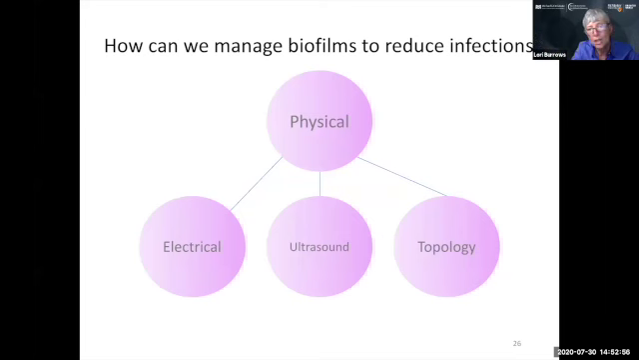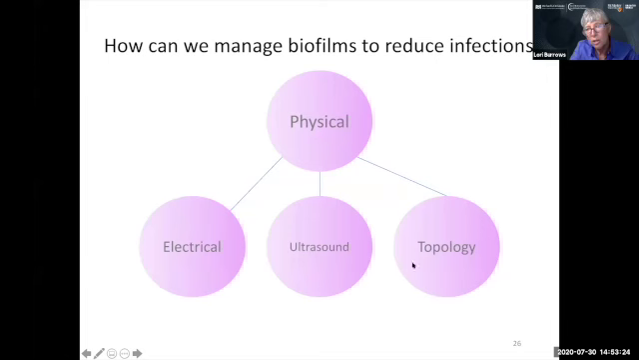Ultrasound is a really common way to deal with biofilms. We go to the dentist and they use ultrasound to clean our teeth. We use ultrasound to clean jewelry. In doing that, we are removing biofilms. So this is actually a useful technique. And ultrasound is also helpful in helping antibiotics penetrate biofilms. So I would say that is a useful strategy.